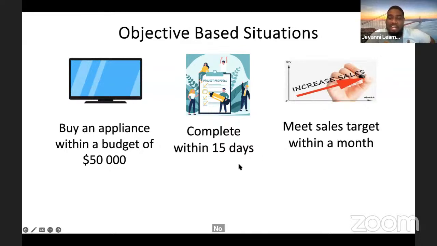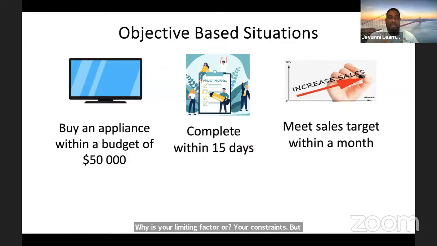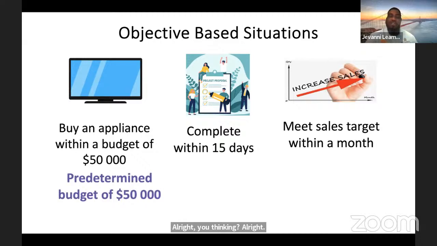What is your limiting factor or your constraints for when you buy an appliance within a budget of $50,000? All right. Try not to go over budget. So your predetermined budget of 50,000. So you would have determined that budget beforehand, and you don't want to go over that, right?